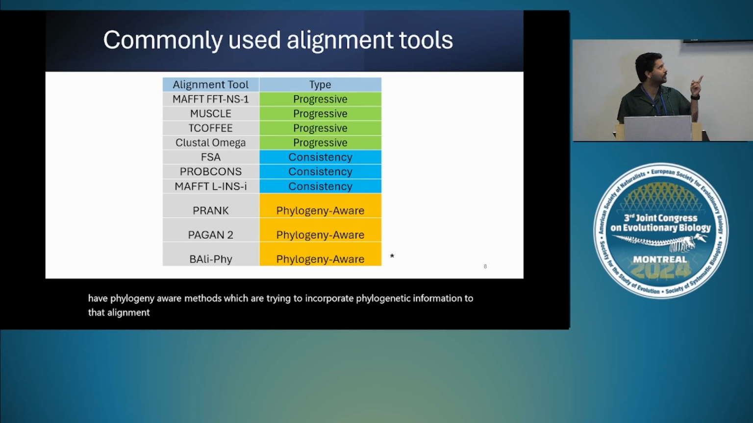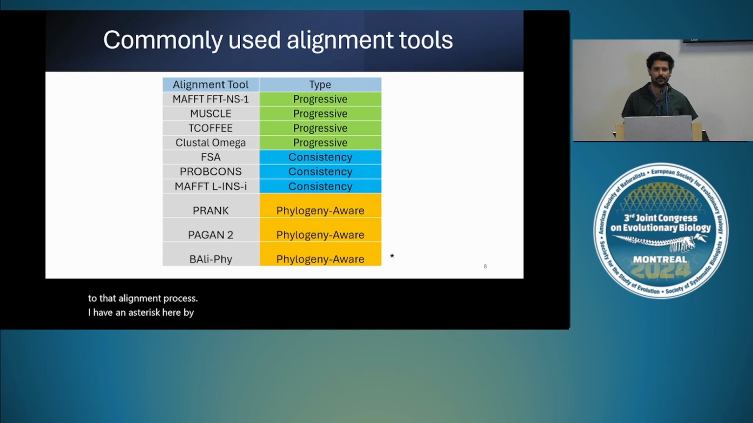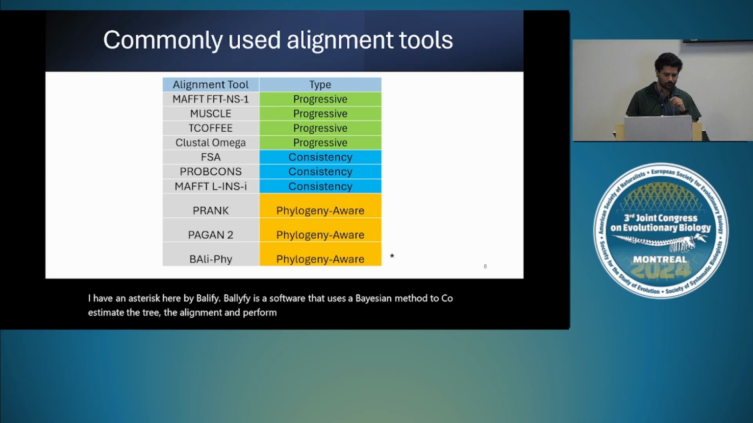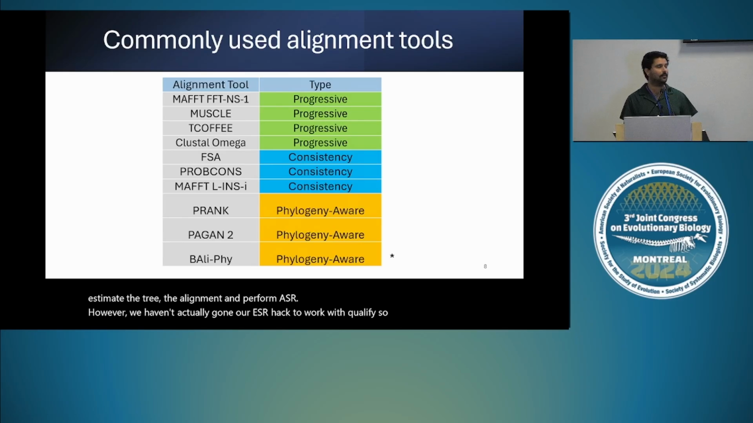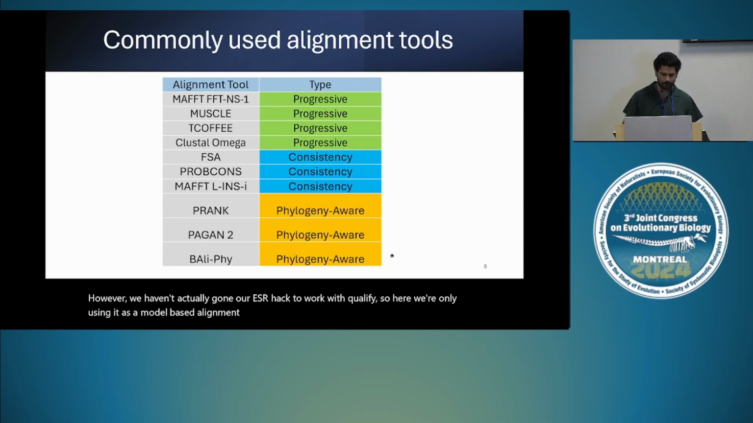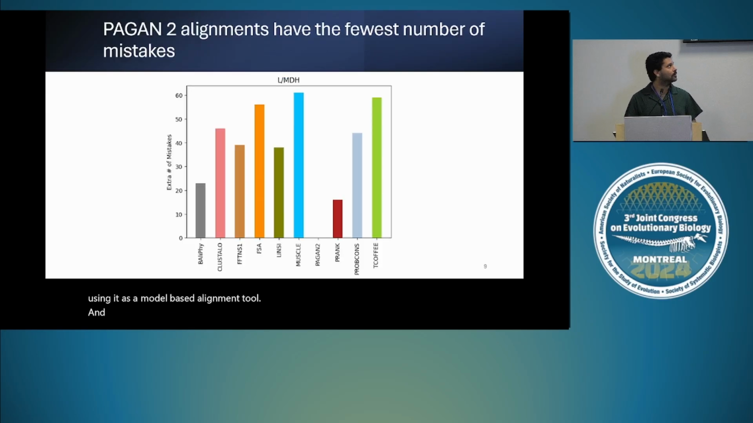I have an asterisk here by Bali-Phy. Bali-Phy is a software that uses a Bayesian method to co-estimate the tree, the alignment, and perform ASR. However, we haven't actually gotten our ESR hack to work with Bali-Phy, so here we're only using it as a model-based alignment tool. And so looking at our results, what I have plotted here is the total number of reconstruction mistakes, rather the difference in reconstruction mistakes plotted from best for the 10 commonly used alignment tools from the previous slide.